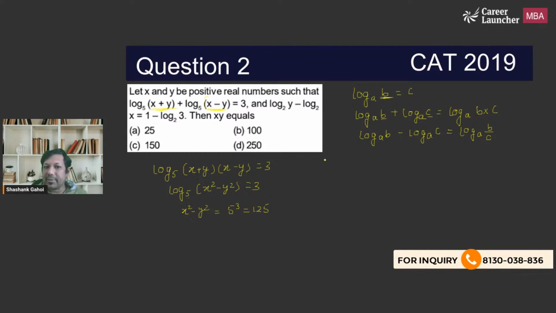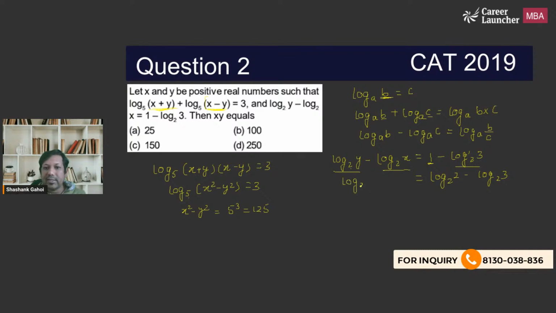Now let's look at the second statement. What does it say? It says log base 2 y minus log base 2 x is equal to 1 minus log base 2 3. Now the question is, this is in log, this is in log, this is in log, but this value is not in log. What is the base over here? 2. What is the base over here? 2. What is the base over here? 2. So what I can do, can I write it as log base 2 2 minus log base 2 3? Now all the values are in log, right?